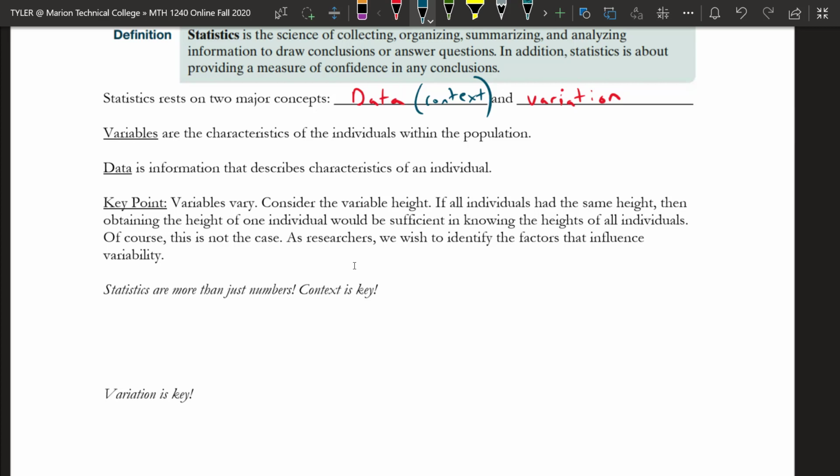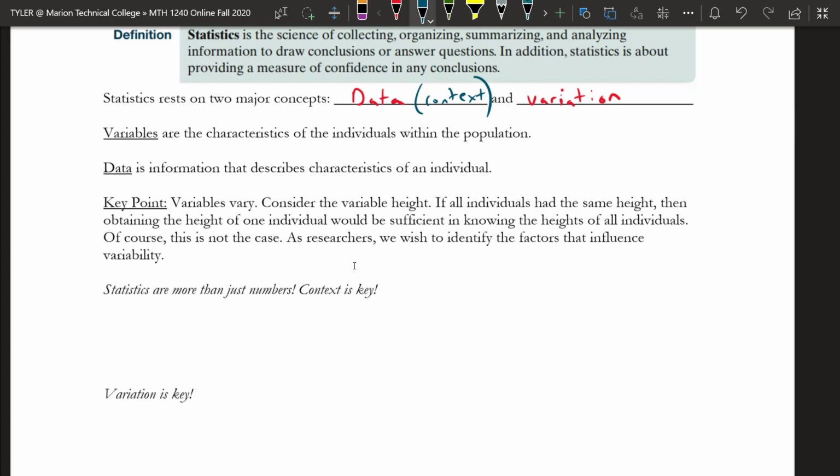As researchers, we might want to identify the factors that influence that variability. Statistics is really curious about how things are different from one another, so we're really interested in variation. If you don't have variation, you can't really do statistics on it.